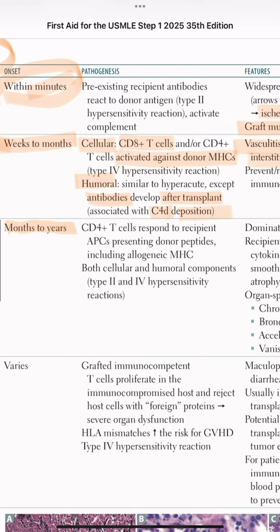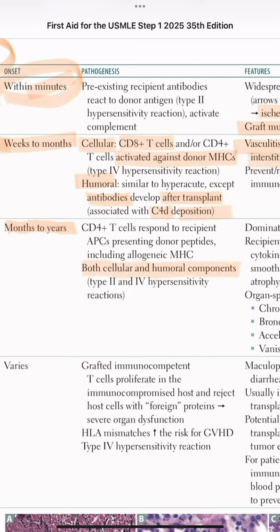Next, the patient presents to you after months, like 6 months to 1 year, and he says that he has been having some heart issues, and on incidental finding, you see vanishing bile duct syndrome, or you have a chest X-ray done which shows bronchiolitis obliterans or chronic allograft nephropathy. Then that is chronic transplant rejection.